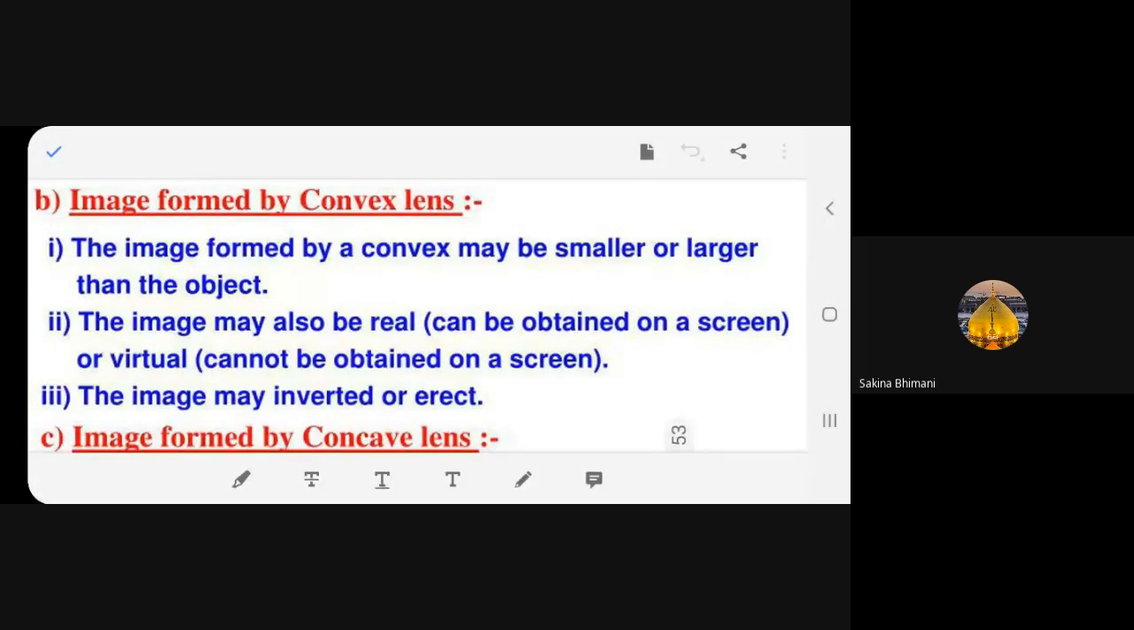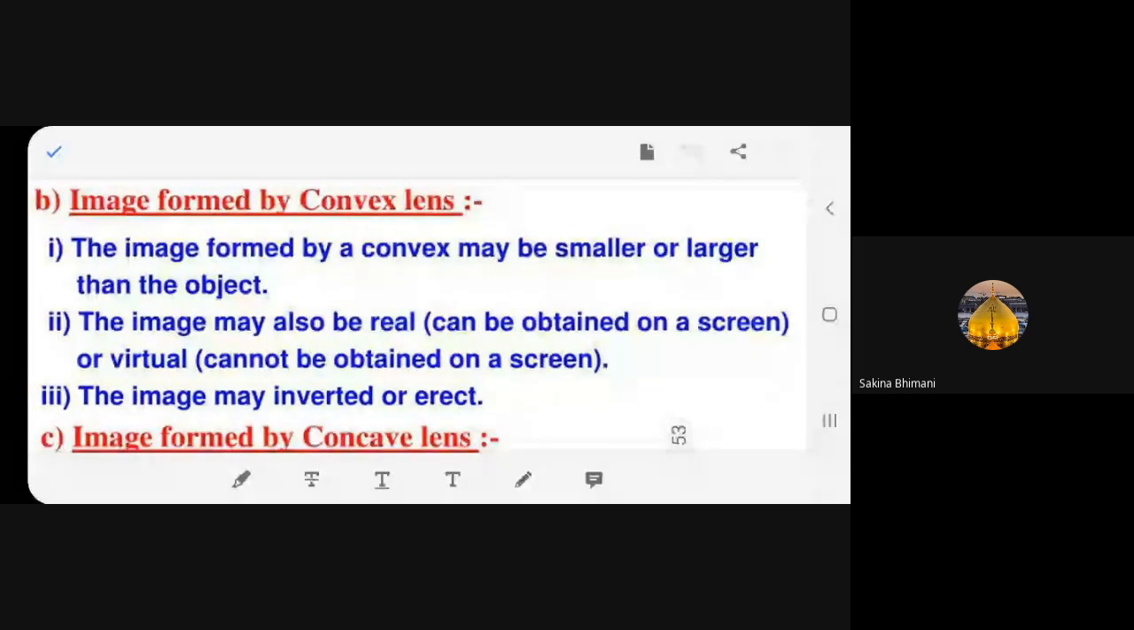Okay, ma'am. The image formed by a convex lens. The image formed by a convex lens may be smaller or larger than the object. The image may also be real, can be obtained on a screen, or virtual, cannot be obtained on a screen. The image may be inverted or erect.